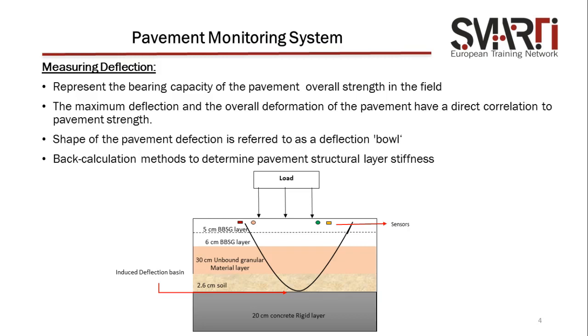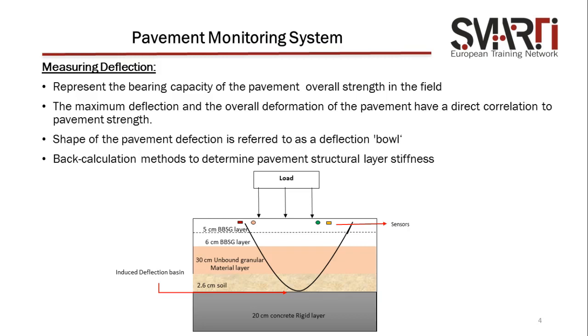So basically we are measuring the deflections of the pavement. During the passage of a load, a deflection basin is induced in the different layers of the pavement. Here we have defined an example of a pavement model with different layers, and whenever there is a passage of load, some vertical displacement occurs. This is what we are focusing on right now.